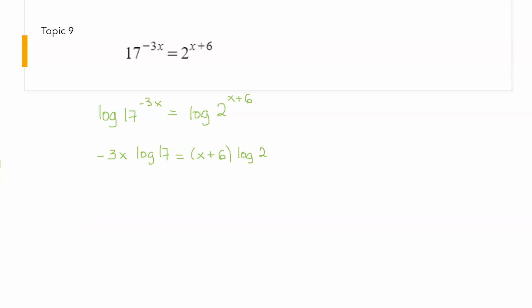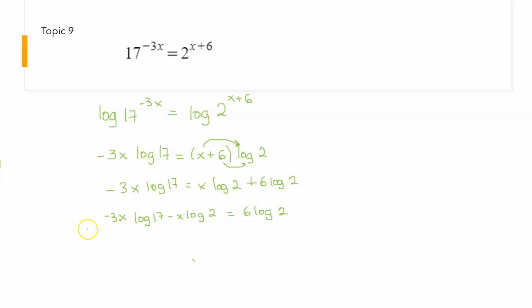I'm going to leave this side as it is. And here I'm going to multiply, so this will be x times logarithm of 2 plus 6 times logarithm of 2. I am multiplying this times this and this times this, so I have the two terms. And finally, I'm going to rewrite the terms with x on one side of the equation. So this will be 3x logarithm of 17 minus x logarithm of 2 equals 6 logarithm of 2.